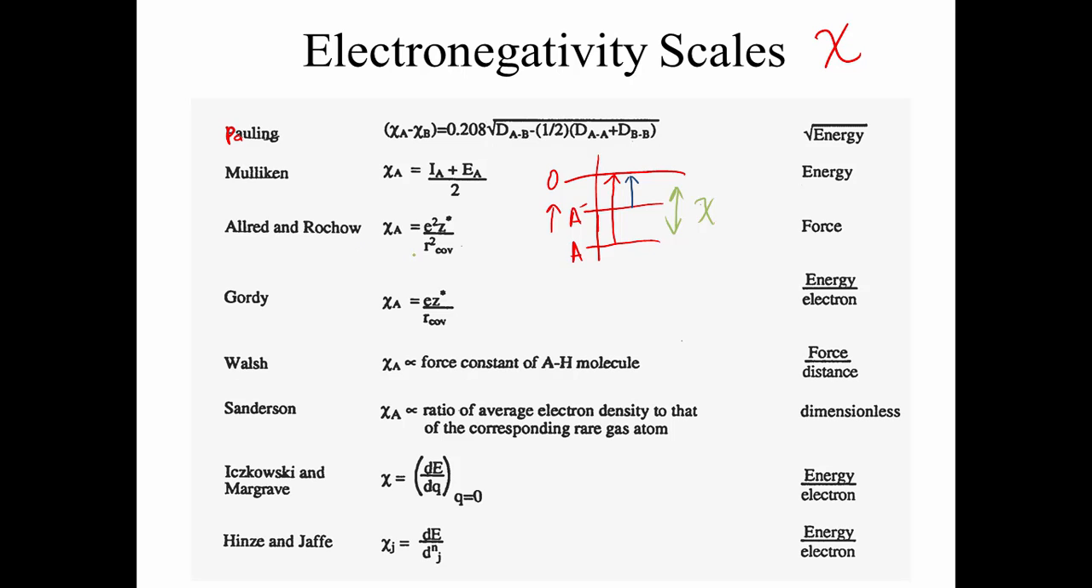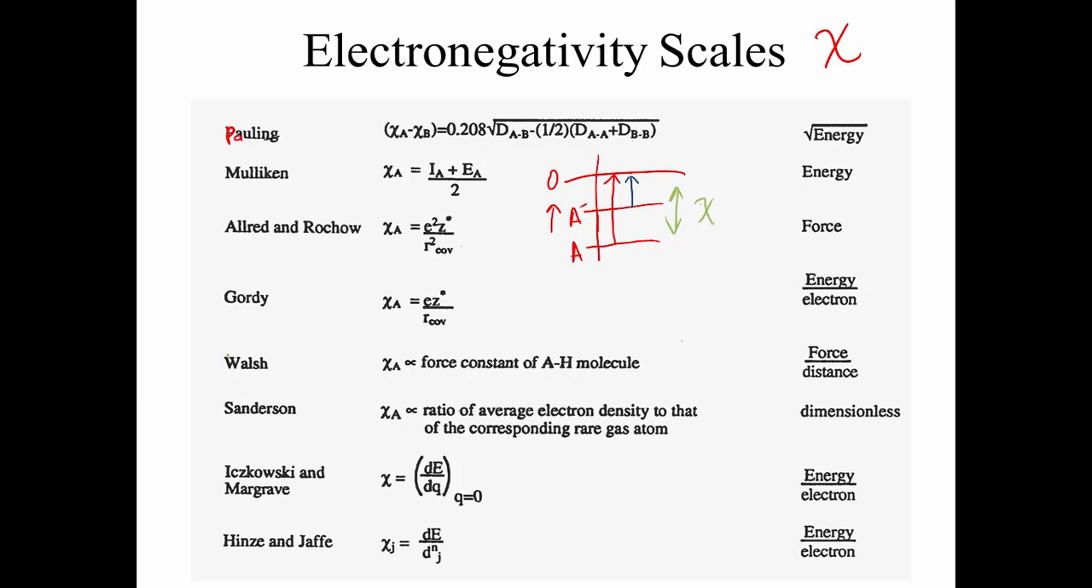Allred and Rochow also looked at properties of the atoms, and again looked at concepts that we've already seen. This is the covalent radius within that molecule. This is the effective nuclear charge, so shielding here was calculated, as well as the charge of the electron. And so they came up with a scale for electronegativity.